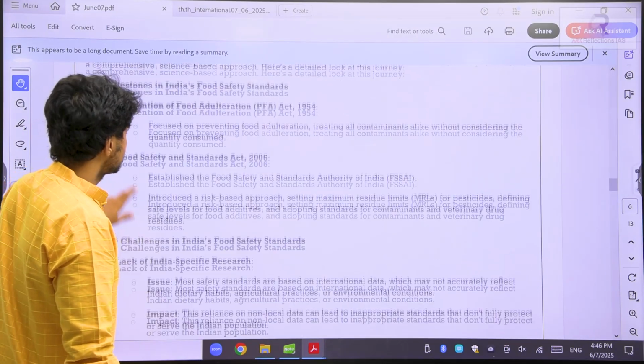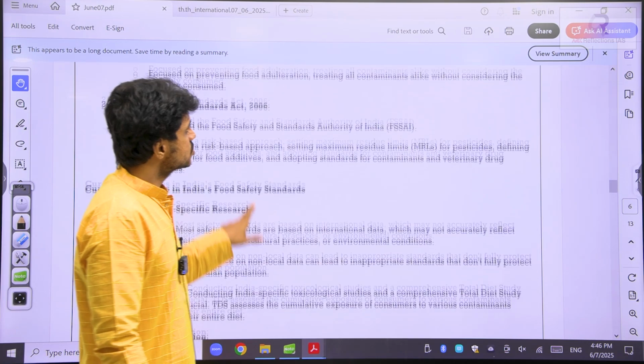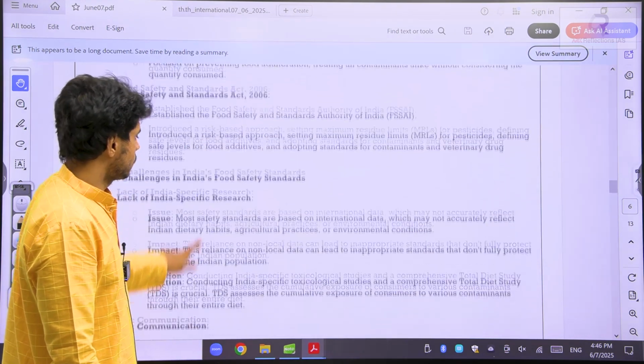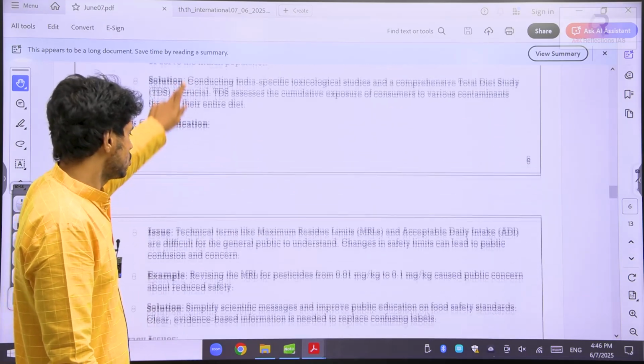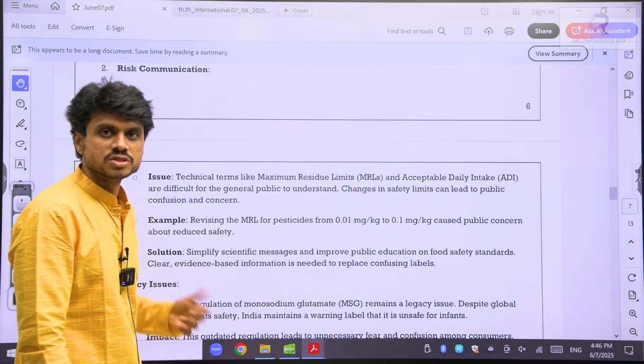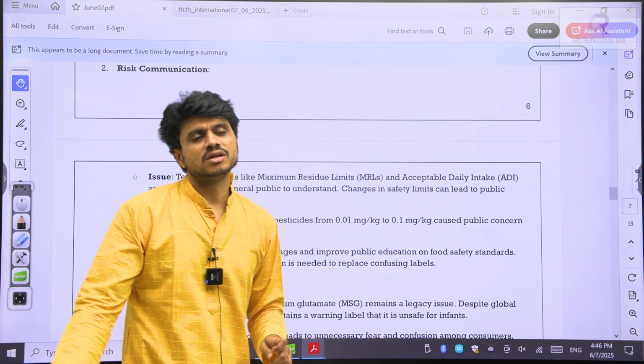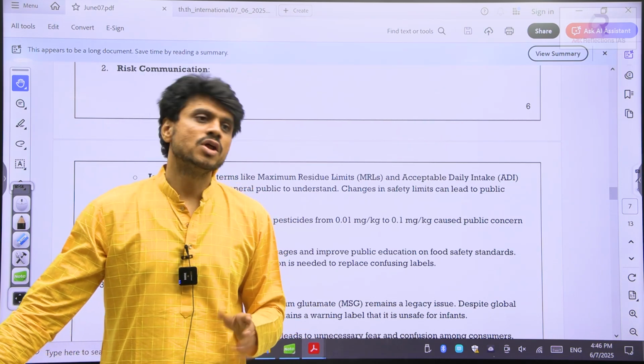Food safety standards. You will see a lot of food adulteration. So there is an article on this. They are talking about how in India we have the Food Safety Act passed in 2006. As per this, we have the Food Safety Standards Authority of India. But a lot of food adulteration keeps on happening.